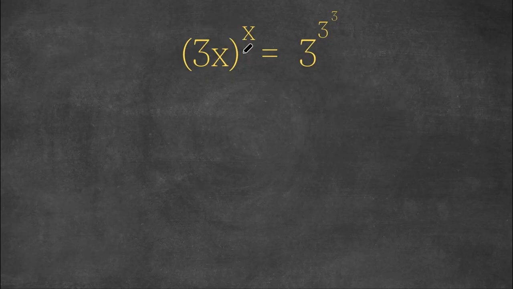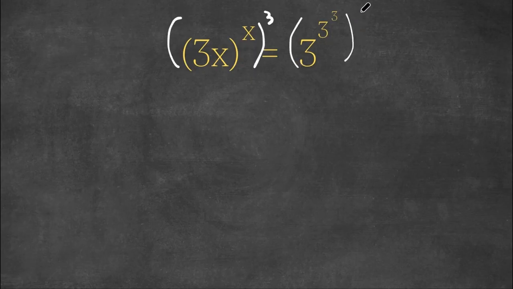So we have 3x to the power of x is equal to 3 to the power of 3 to the power of 3. Now, what I'm first going to do is take the power of 3 on both sides. So now we have 3x to the power of x to the power of 3 is equal to 3 to the power of 3 to the power of 3 to the power of 3.